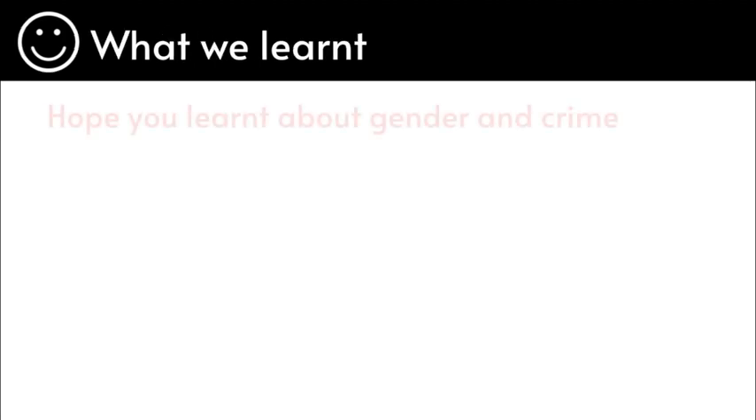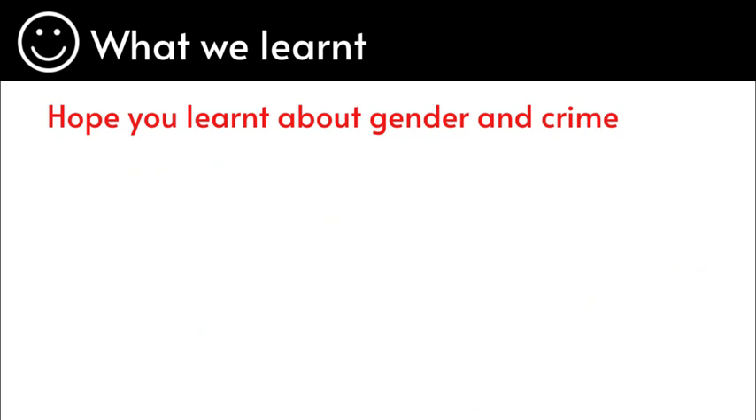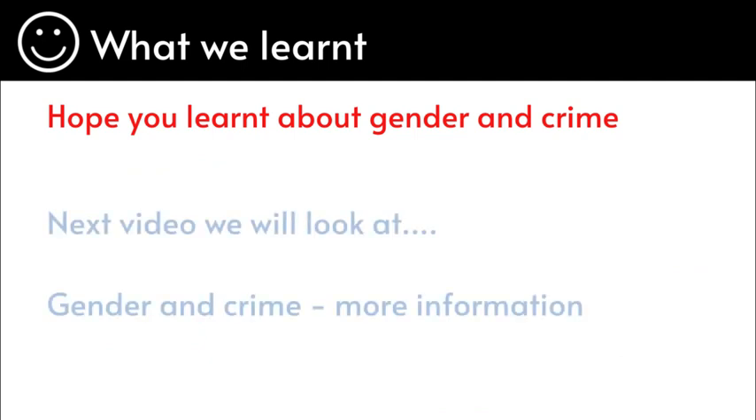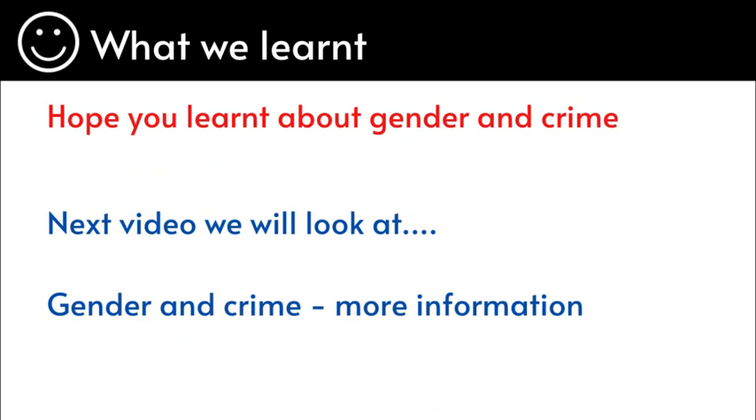So what have we learned? Today we've learned quite a few concepts, including the chivalry thesis, official statistics, and why women commit far less crime as opposed to men, the reasoning towards that. Next video I'll be continuing to look at gender and crime. For more information, stay tuned.